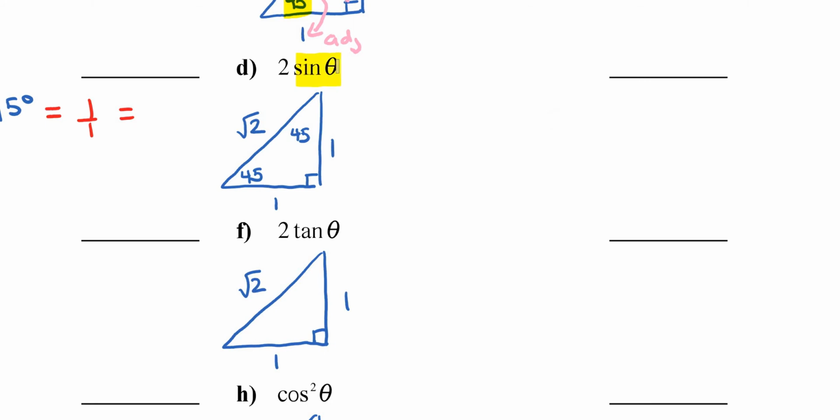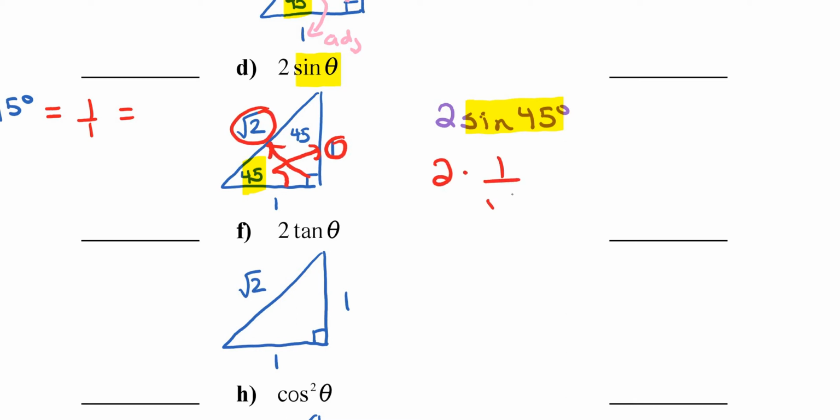I have another sine theta here, so this is going to be 2 times sine of 45 degrees. Now let's use the triangle here to find out what sine of 45 degrees is. So pick any 45. The ratio of sine is your opposite over your hypotenuse, so it's going to be 1 over root 2, right? So it's going to be 2 times 1 over root 2. And if I multiply the numbers here, 2 times 1 is 2, divided by root 2 is my final answer there.